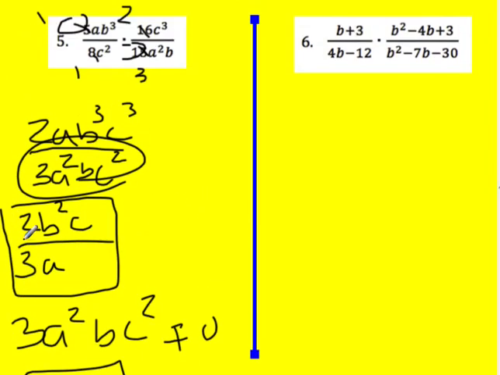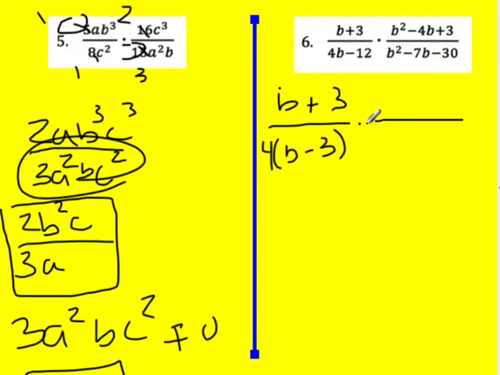So let's take a look at number 6. Number 6 requires us to do some factoring. Up top we have b plus 3. And then on the bottom I notice that I have 4b minus 12. Well, 4 and 12 are both divisible by 4. Sometimes when you're simplifying these, greatest common factor is another way of factoring it. So what I did is I divided both terms by 4 and I was left with b minus 3.